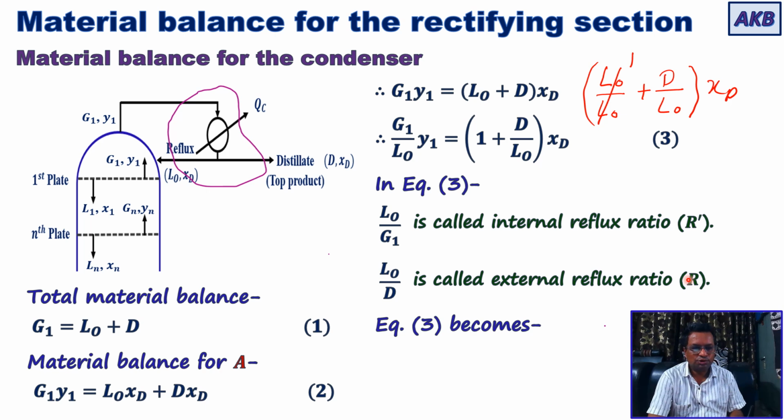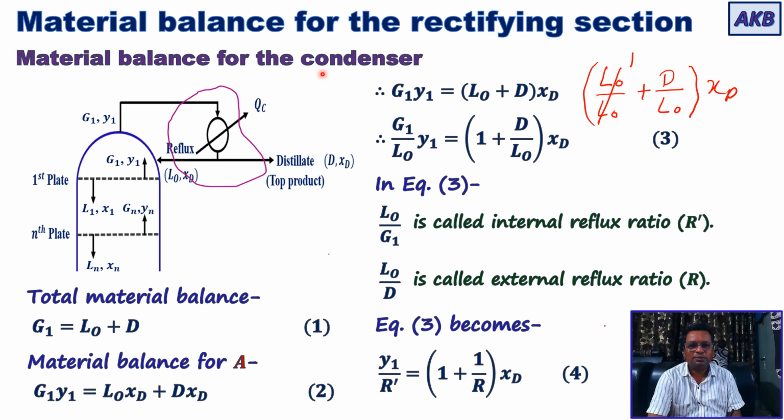So if you use those notations in equation number 3, you will have this equation. G1 upon L0 is nothing but 1 upon R dash, because R dash is defined as L0 upon G1. So G1 upon L0 is 1 upon R dash, that is equal to 1 plus, since L0 by D is R, D upon L0 will be 1 upon R. So it will be 1 plus 1 upon R into XD, and I'm calling it equation number 4.